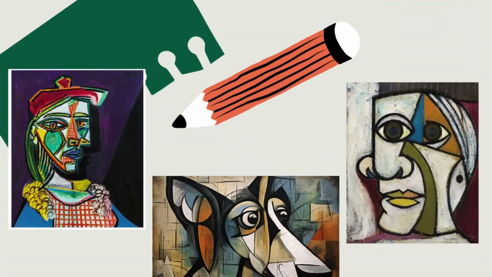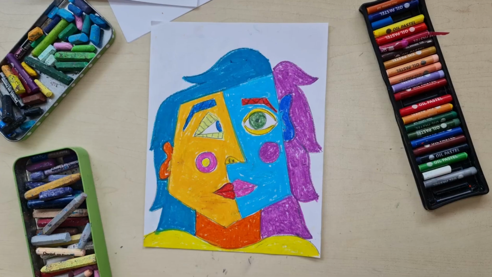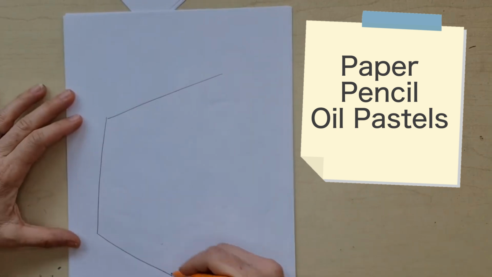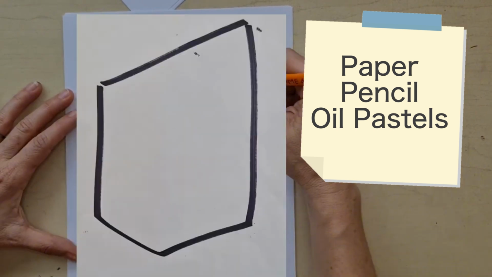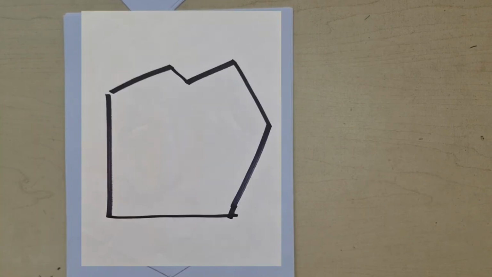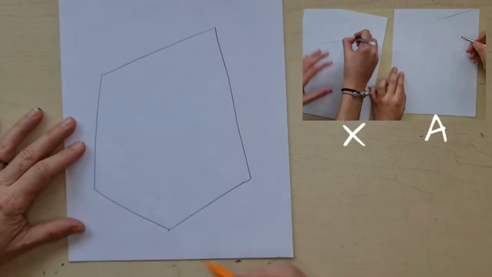So now we're going to use all of this knowledge to create our very own Cubist portrait. You are going to need paper, pencil, and oil pastels. Start with a big geometric shape in the center of your paper. I'm showing you plenty of examples here. And I'm also going to show girl X and girl A on the corner.